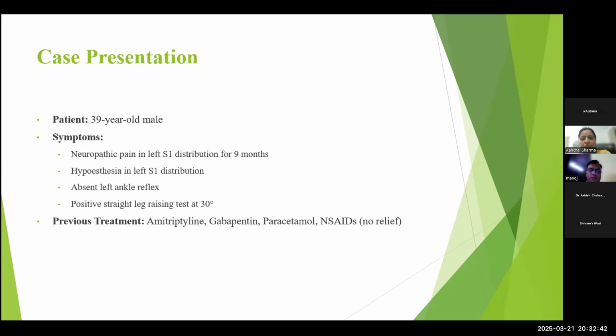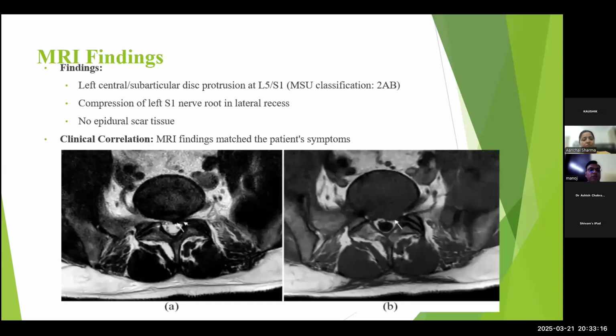In this study, they have given one case study about a 39-year-old male who had neuropathic pain symptoms in the left S1 distribution for 9 months. On examination, the patient had a positive straight leg raising sign at 30 degrees, an absent left ankle reflex, and hypoesthesia in the left S1 distribution. The patient was prescribed amitriptyline, gabapentin, paracetamol, and non-steroidal anti-inflammatory drugs for conservative treatment, but was not getting relief. So the decision was taken to do an MRI.